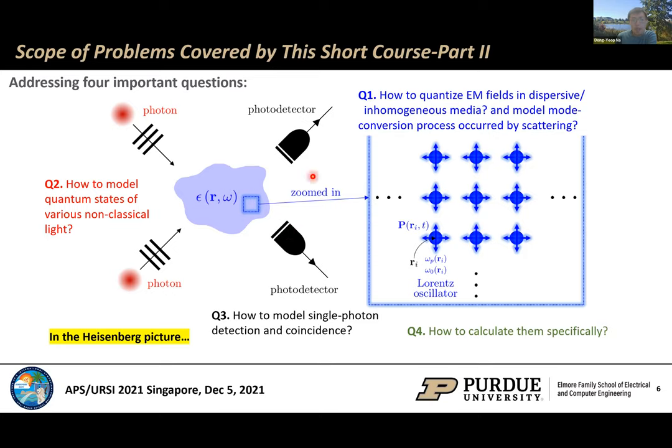So we have four questions. First, how to quantize the EM field in an arbitrary dielectric material? The second question, how to model the quantum state of the non-classical light, again, the single photon or entangled photons? Third question, how to model the single photon detection and coincidence? And lastly, how to calculate all these kinds of things in a quantitative sense.